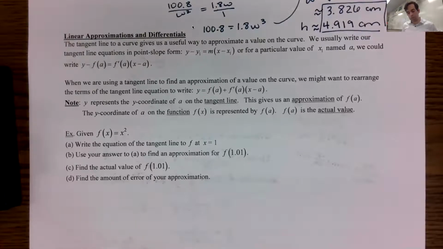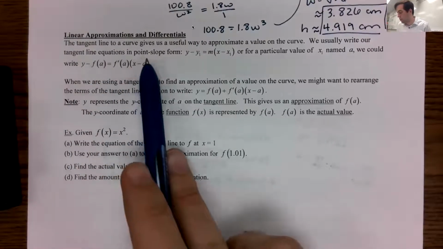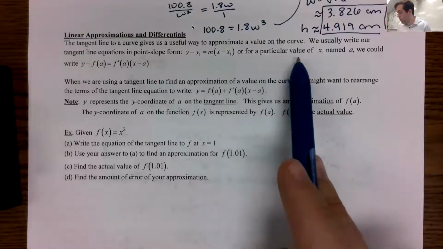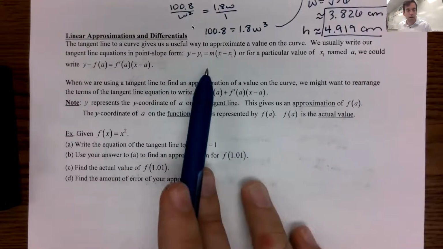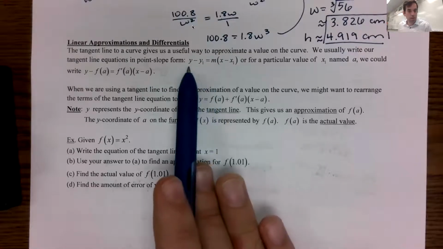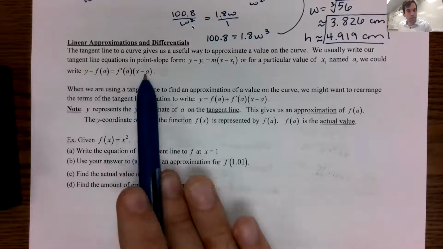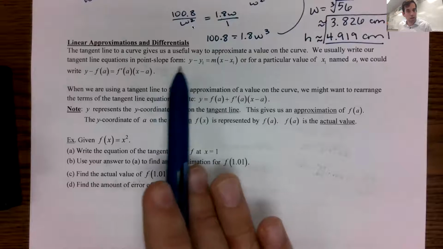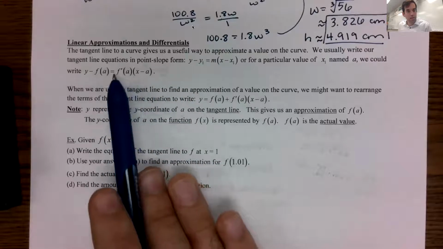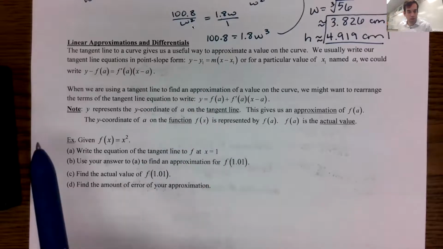So the tangent line to a curve gives us a useful way to approximate a value on the curve. We usually write our tangent line equations in point-slope form, or for a particular value of x1 named a, we could write it like this. Pretty straightforward. I think we usually see point-slope form like this. But it's the same thing down here because the x1 was just changed to a and the y1 was just changed to f of a. And that showed us that f prime of a is really what the slope means, but it's the same idea.